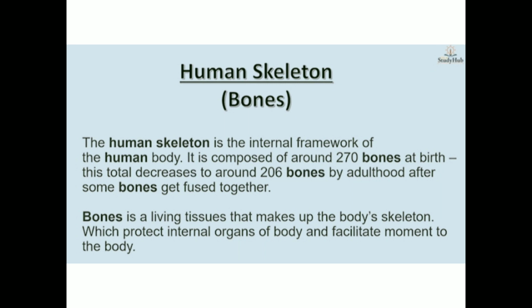The human skeleton is the internal framework of the human body. It is composed of around 270 bones at birth. This total decreases to around 206 bones by adulthood, after some bones get fused together. Bone is a living tissue that makes up the body's skeleton, which protects the internal organs of the body and facilitates movement of the body.